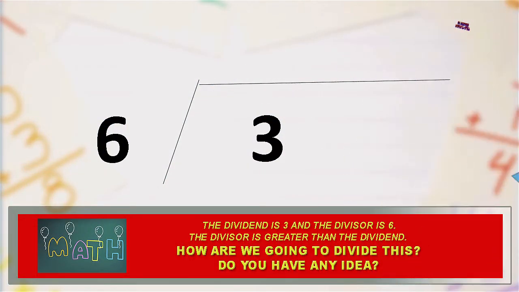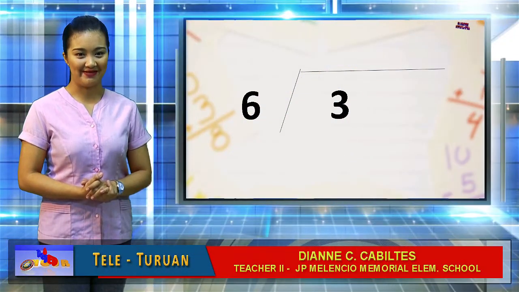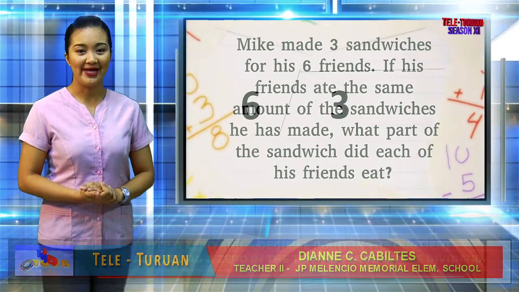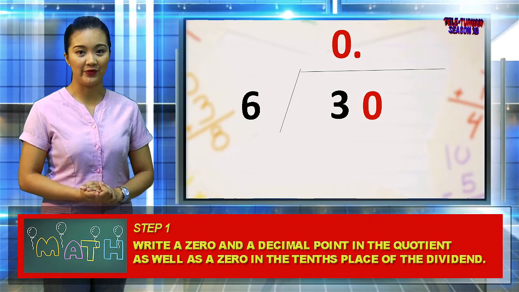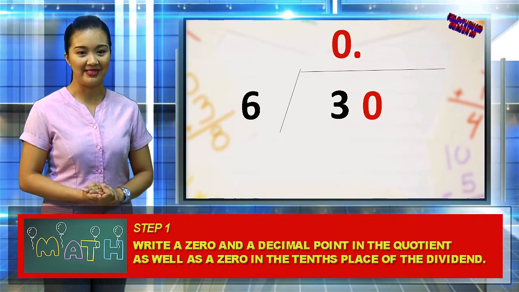The dividend is 3 and the divisor is 6. The divisor is greater than the dividend. How are we going to divide this? Do you have any idea? We have 3 steps. Step 1, write a 0 and a decimal point in the quotient as well as a 0 in the tens place of the dividend.